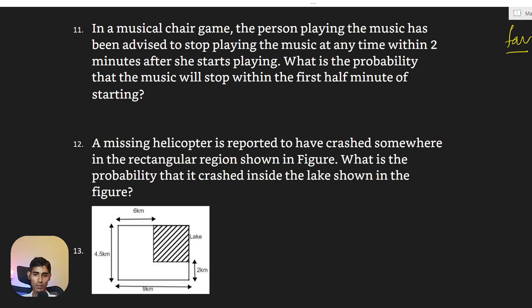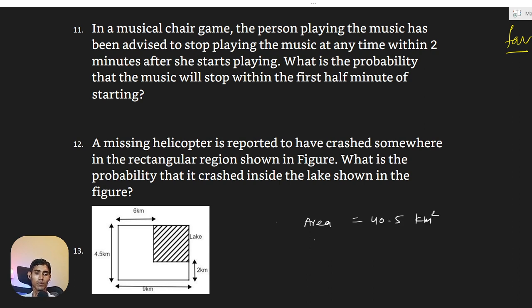So sir, yeah. So I got the area of the whole region as 40.5 kilometer square because it said that the breadth is 4.5 and length is 9, 40.5 kilometer square.